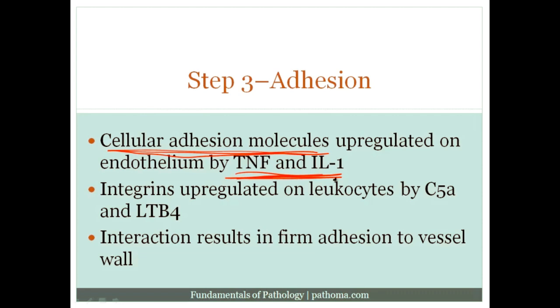So cellular adhesion molecules, also called CAMs. And you can go into a little bit of detail here. There's an ICAM and there's a VCAM. But I think it's sufficient for you to know that these are just cellular adhesion molecules.